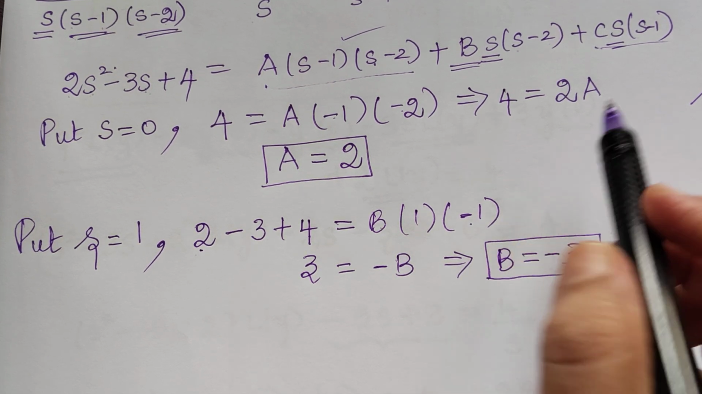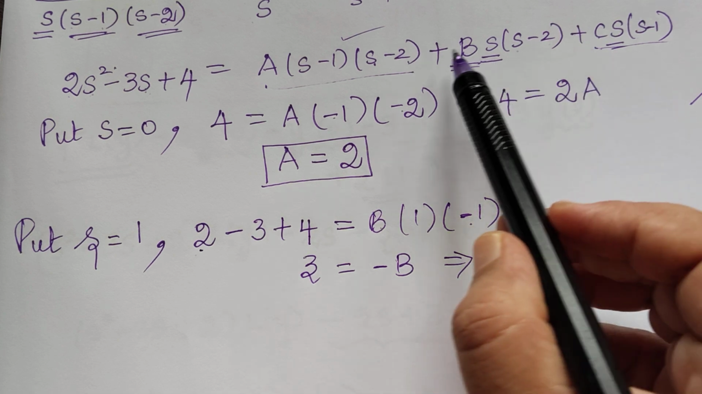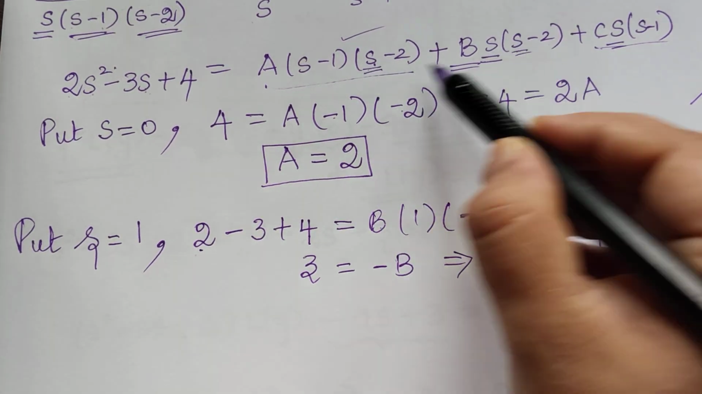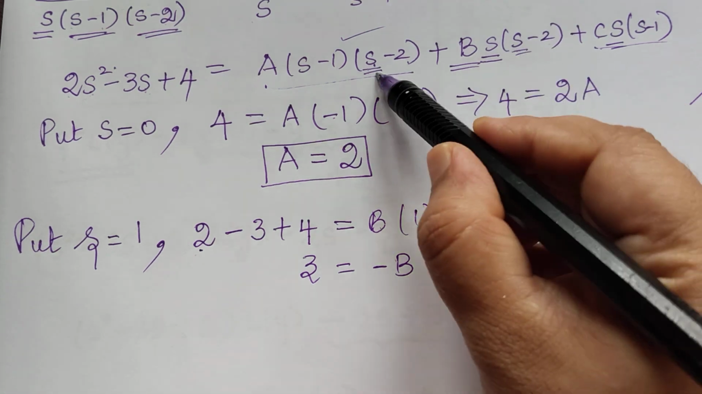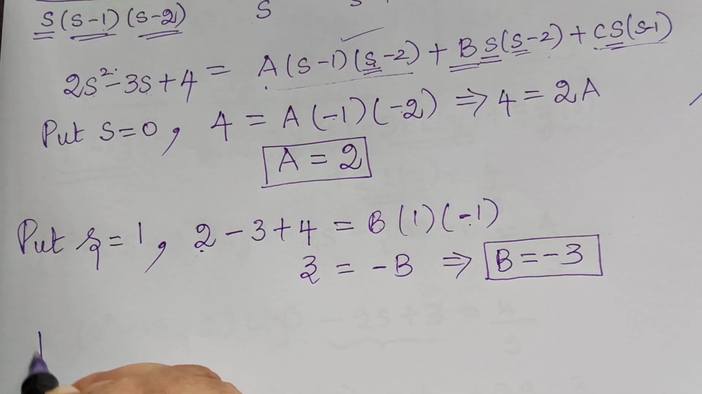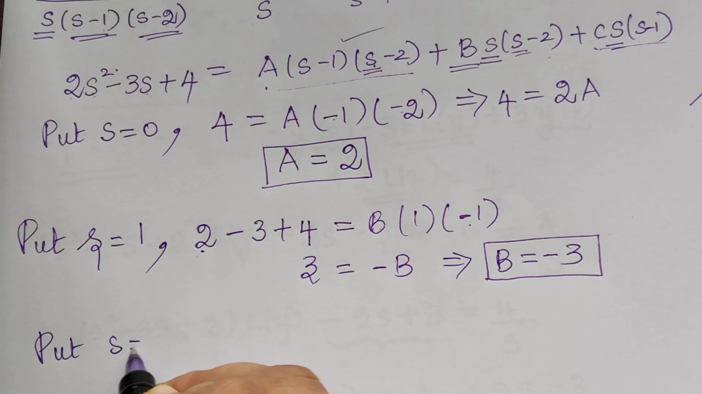Now in order to find the value of c, we have to put s is equal to 2, so that when we put s is equal to 2, the 2 minus 2 over here and here will become 0, and easily we can find the value of c. So we have to put s is equal to 2.